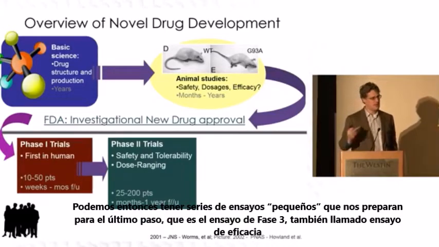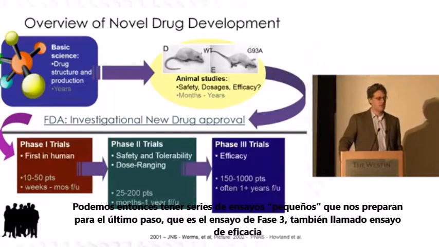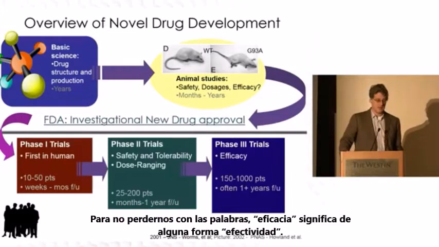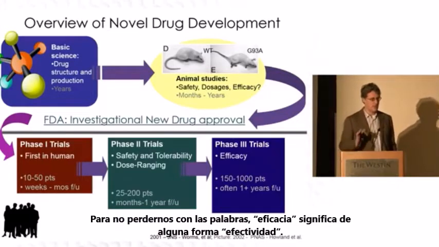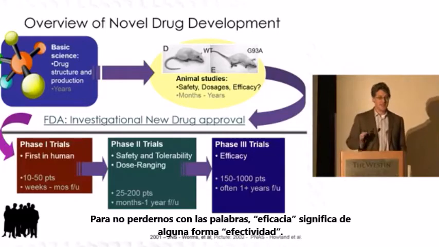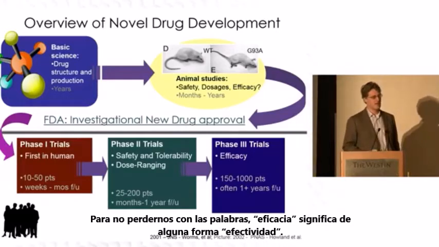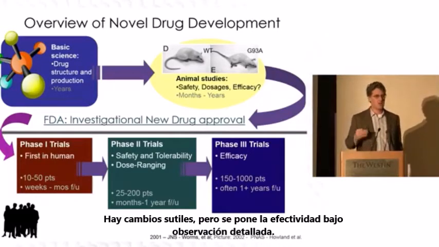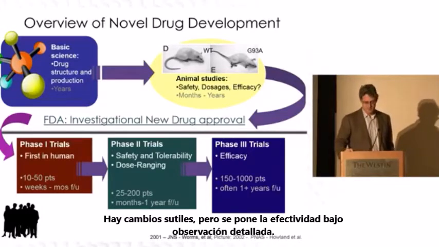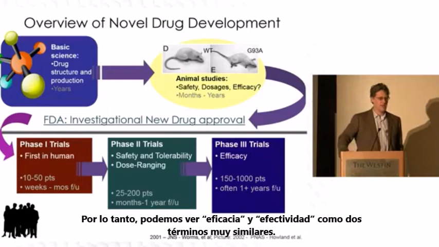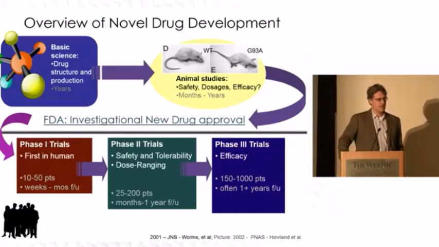So we might have a series of small-ish trials that prepare us for the final step, which is the phase 3 trial, which is what we call an efficacy trial. And just so that we're not lost in words, efficacy is kind of like effectiveness. There are subtle changes, but it's sort of under close observation, what is the effectiveness. So think of effectiveness and efficacy as very, very similar.